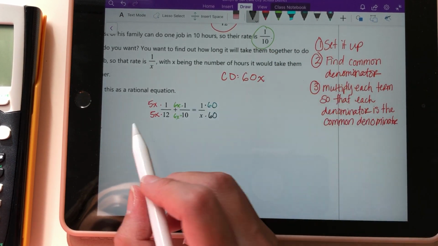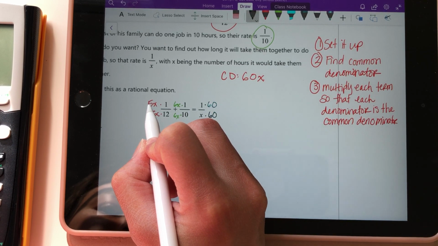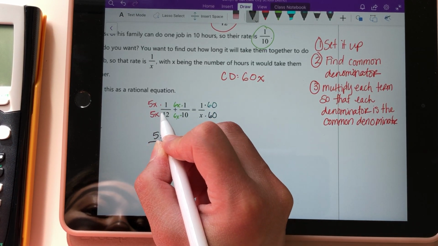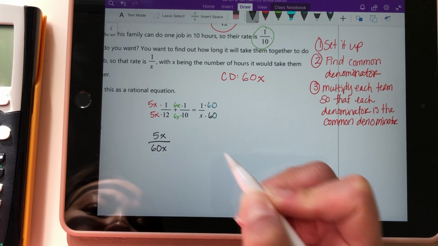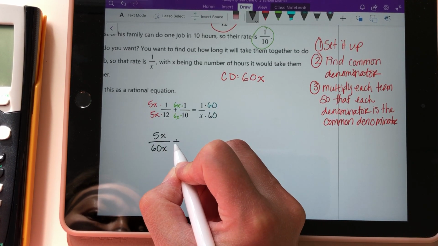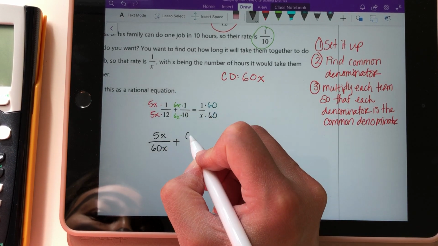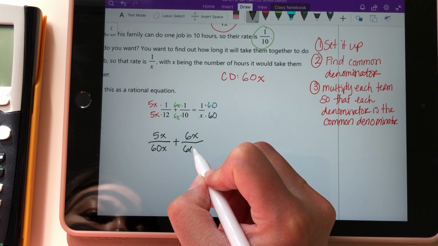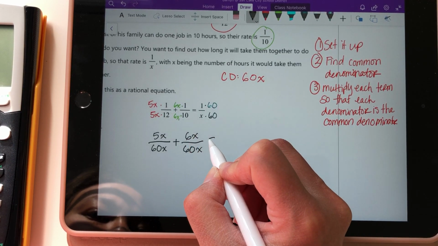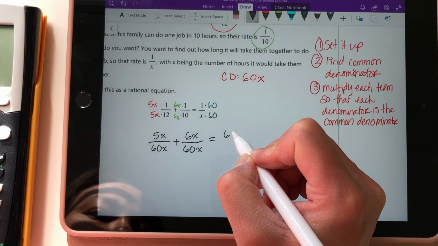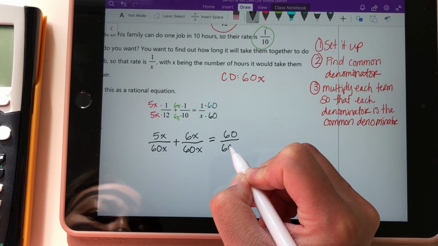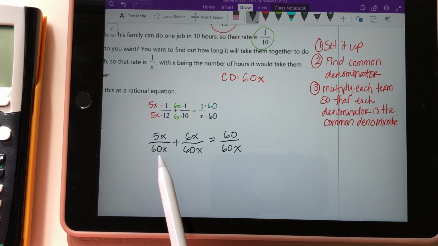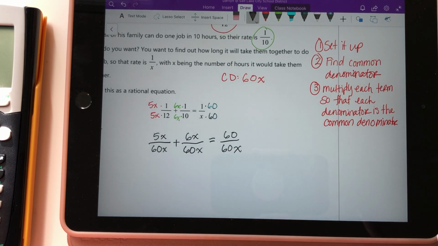All right, so now let's multiply everything through and rewrite it. So I have 5x times 1, that gives me 5x, over 5x times 12, that gives me 60x, plus 6x times 1 is 6x, over 6x times 10 is 60x, equals 1 times 60 is 60 over 60x. So now we can see that we achieve step 3. Each denominator in every term is exactly the same.